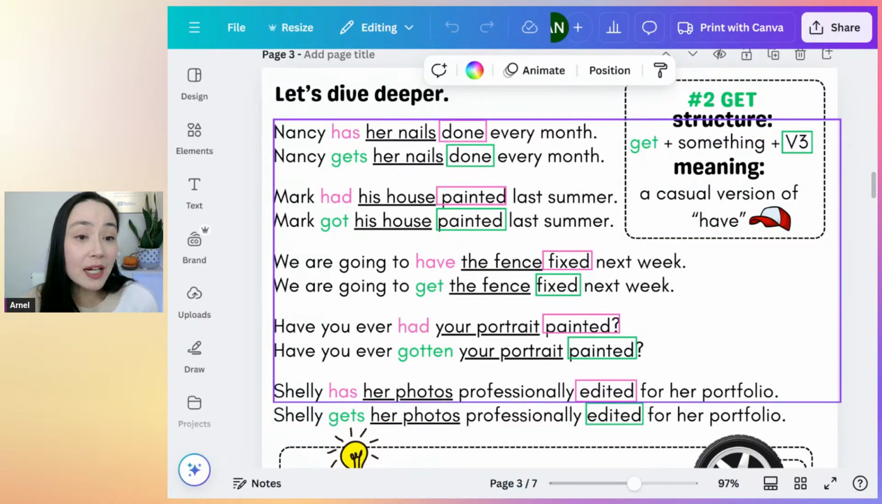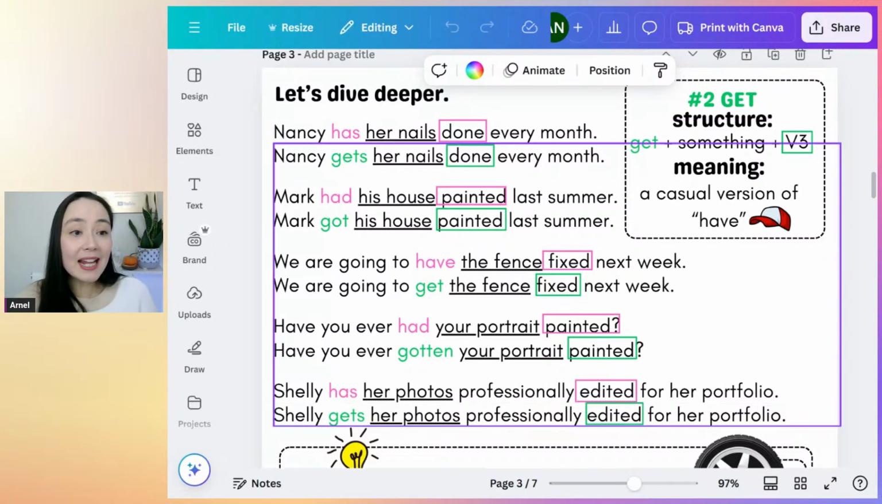Nancy has her nails done every month. We've already seen that. I could just say, Nancy gets her nails done every month. Same thing, get or have. Mark had his house painted last summer. Mark got his house painted last summer. Same thing. And if you're joining me now, remember today's lesson is about the causative and it means someone else does the action.